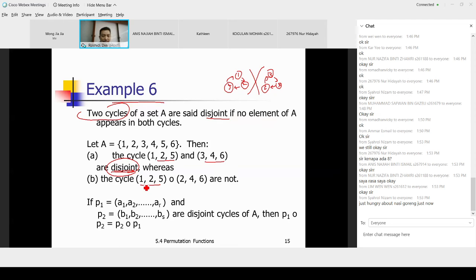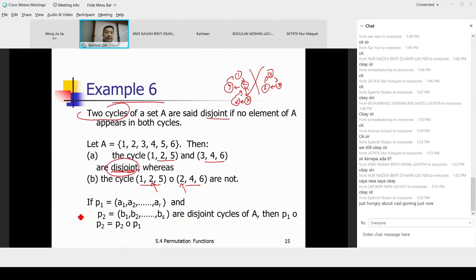This cycle and this cycle are not disjoint because here we share the same value. How do we prove it? We show like this one: 1, 2, 5, and suddenly we have 2, 4, 6. 2 maps to 4, 4 maps to 6, 6 maps to 2. So this is not disjoint. This is joint, because 2 is shared by these two cycles.